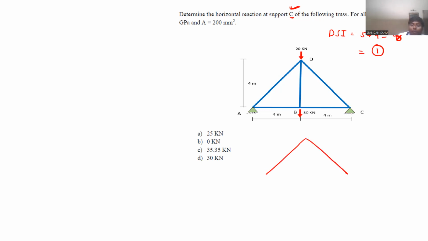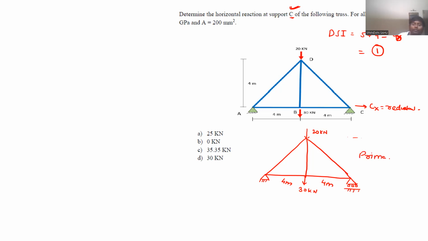And since we have to calculate the horizontal reaction at support C, just modify the structure to form the primary structure like this. This is 30 kilonewton. This is 20 kilonewton. This is 4 meter, 4 meter, and height is 4 meter. I am releasing this CX as redundant. I am taking CX as redundant. Now check. This is the primary structure which is stable and determinate also.